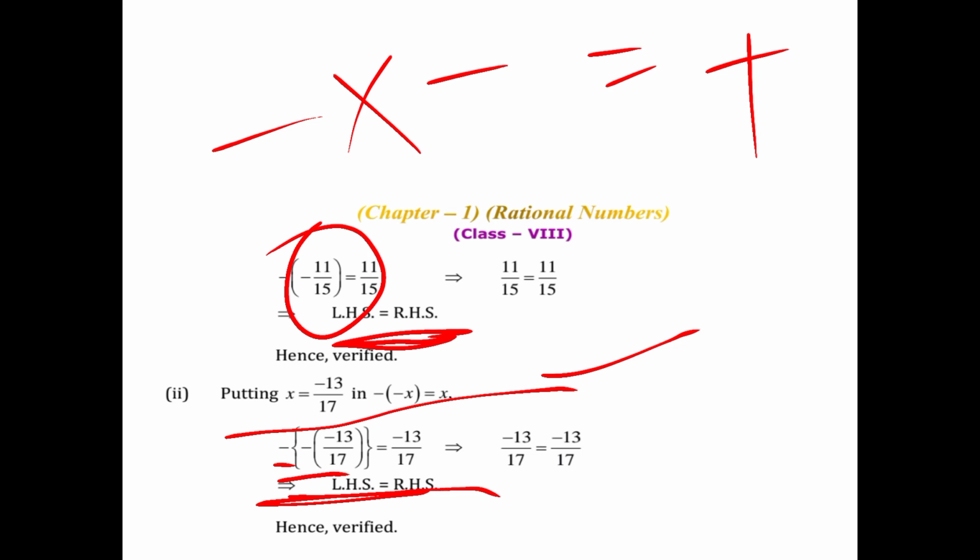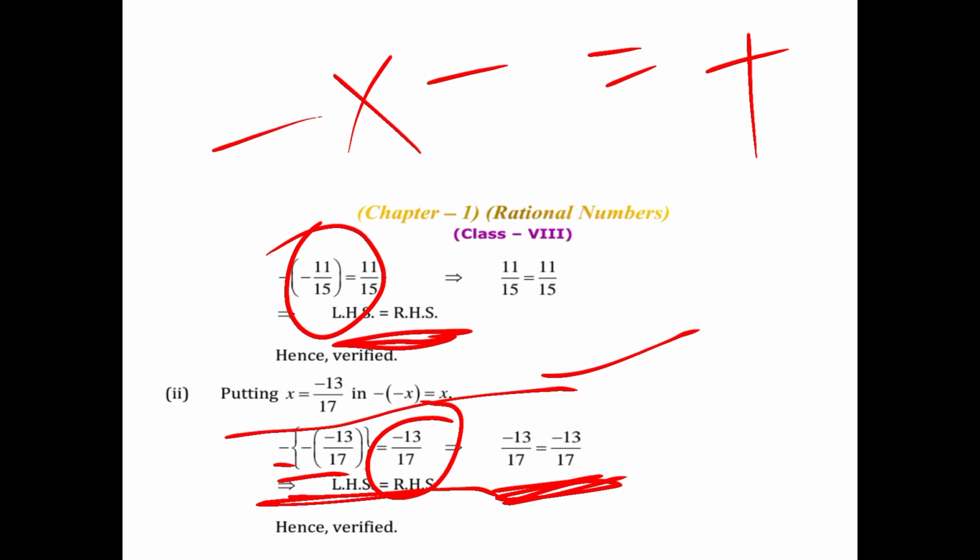minus into minus, then minus 13 by 7, that is x. That will eventually give minus into minus, which is plus, then plus into minus is equal to minus. That's why we get minus 13 by 7 as the answer, right? So hence we can say that LHS is equal to RHS, minus 13 by 7 and minus 13 by 7.